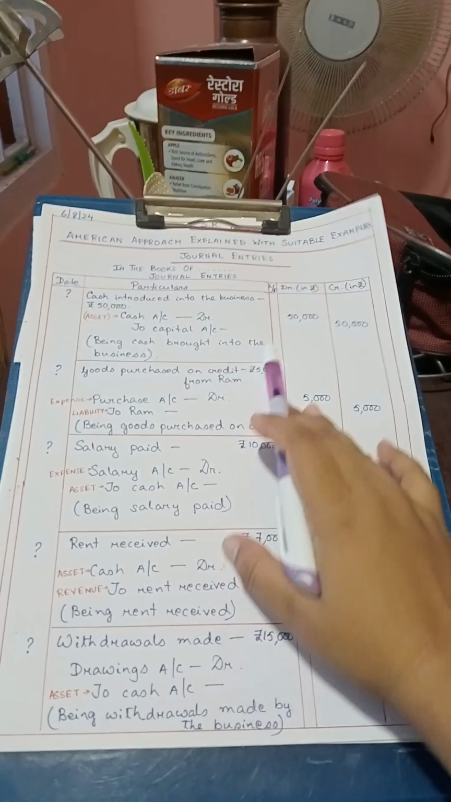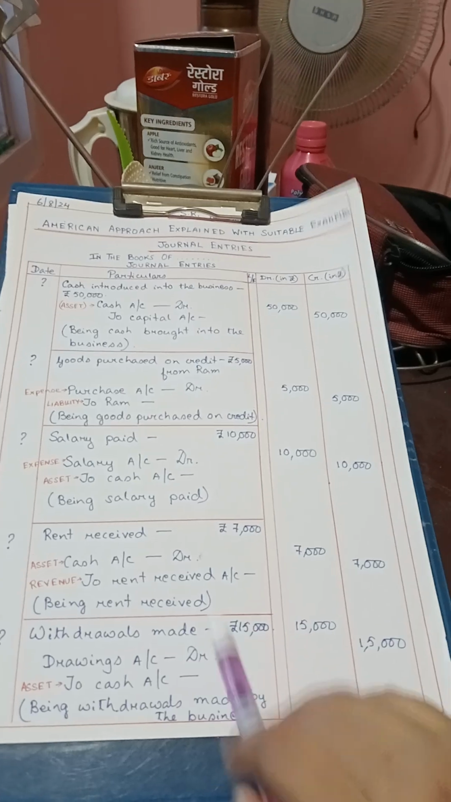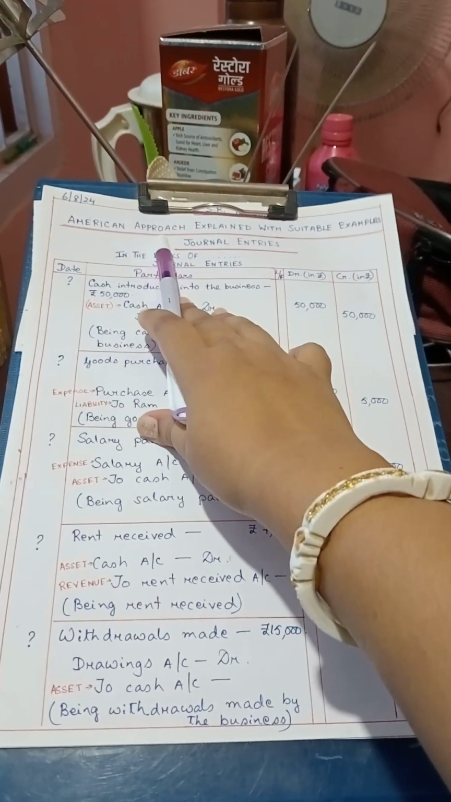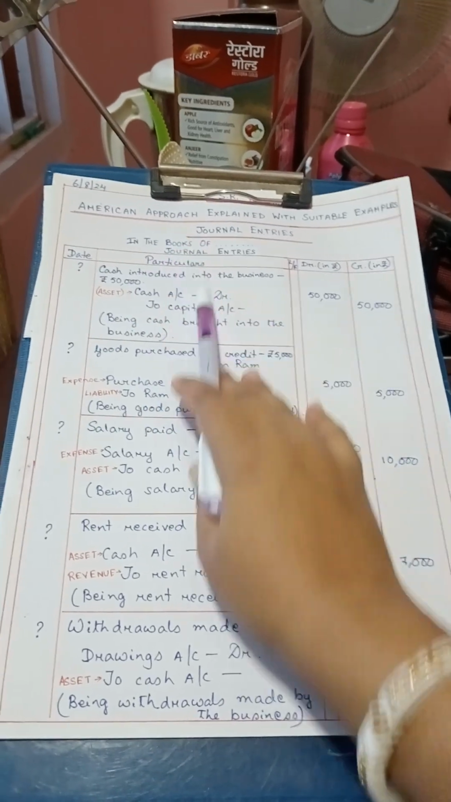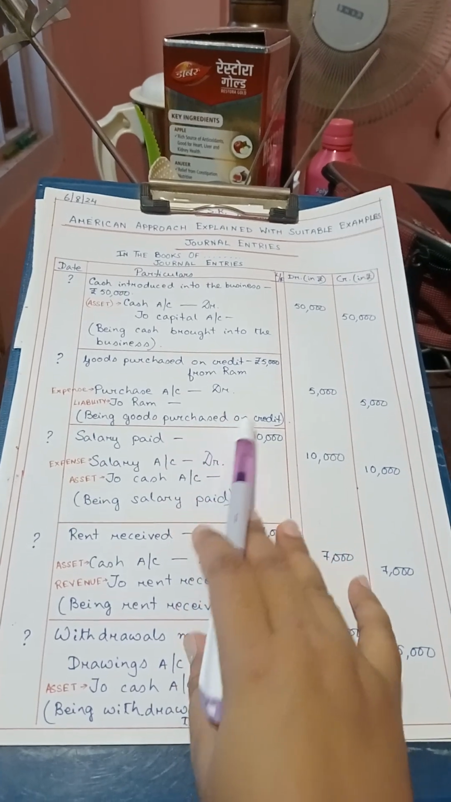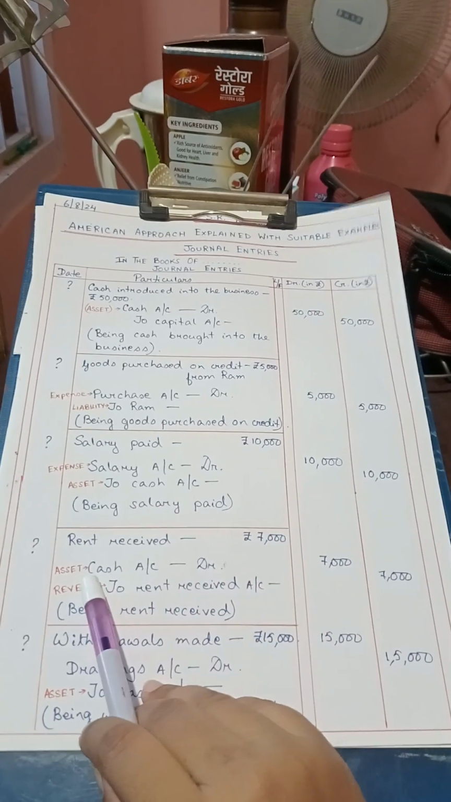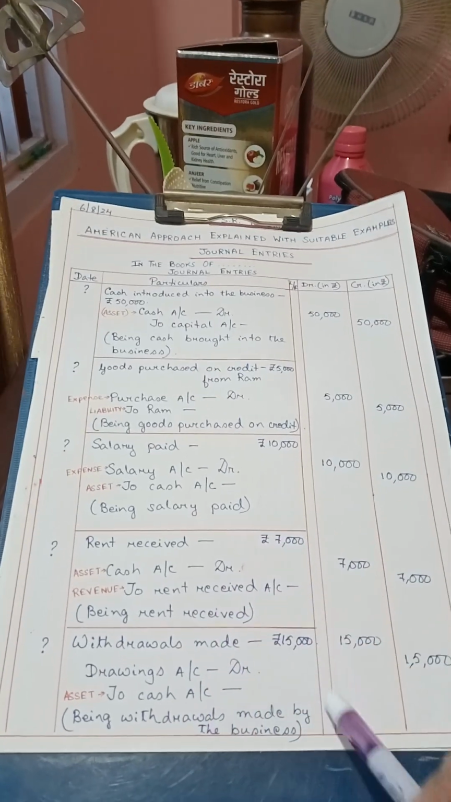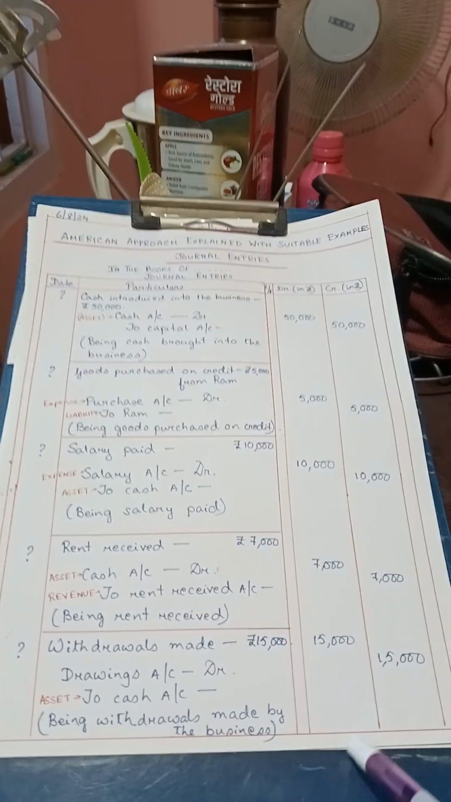So these are the 5 illustrations I have given you to explain the rules for the 5 heads of the American approach: cash introduced into the business, goods purchased on credit from RAM, salary paid, rent received, and withdrawals made. I hope you have understood the American approach very nicely.